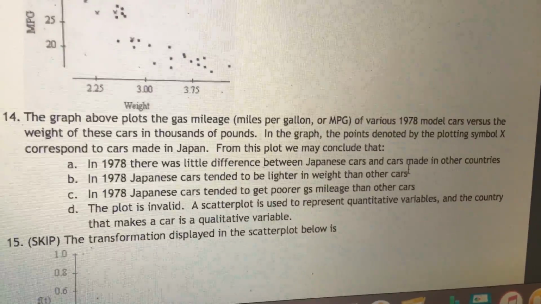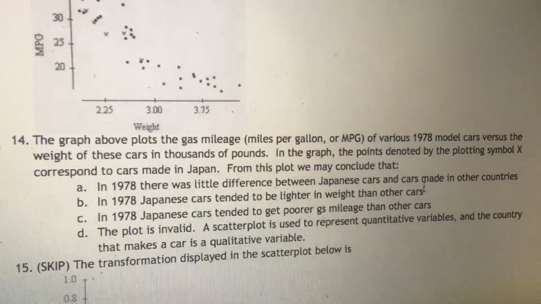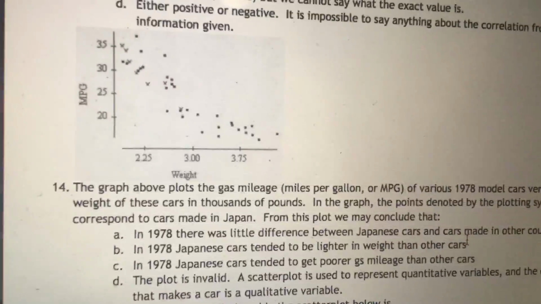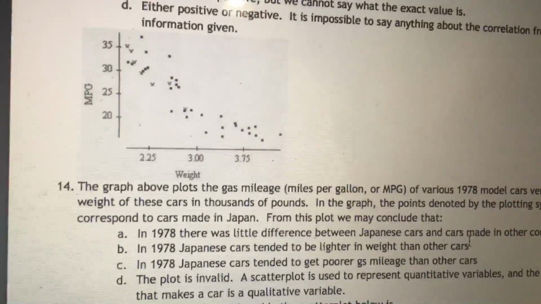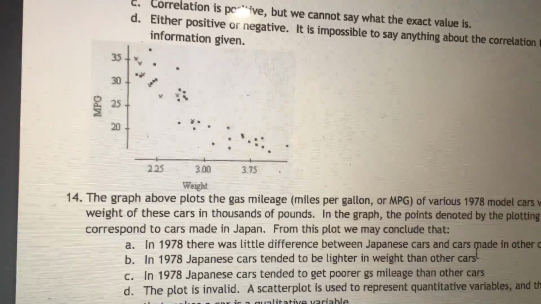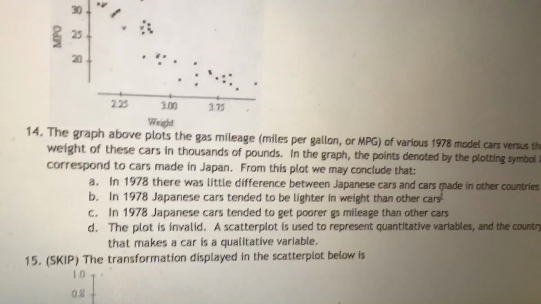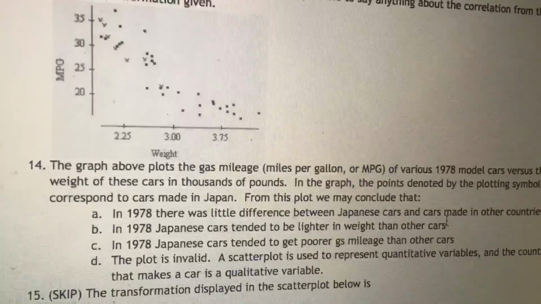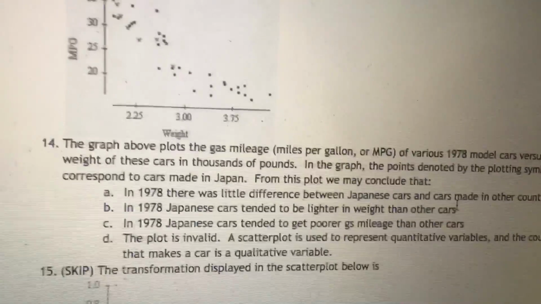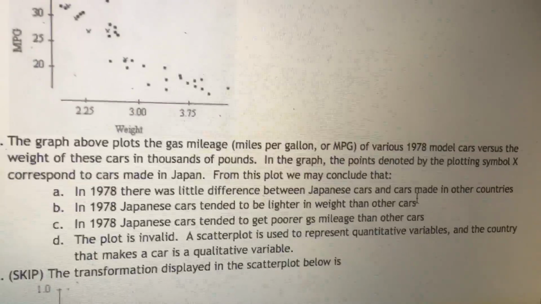D says the plot is invalid. A scatter plot is used to represent quantitative variables, and the country that makes a car is a qualitative variable. This one is not correct because this scatter plot does measure quantitative variables. It measures the weight and the miles per gallon of a car plotted against each other. Those are both quantitative variables. It actually does not plot the country that the car is made in. It only denotes it through the use of the X's. So here B is correct because it makes a lot more sense than A. It's really completely correct while A is only slightly correct.